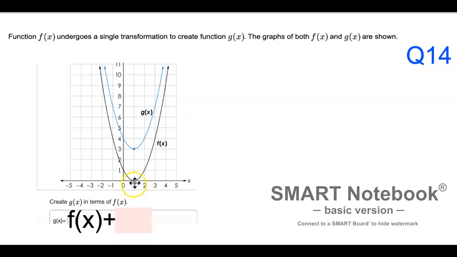And then here you need to look at this special point. This is called the vertex, which we will learn about. You're going to look at the vertex of each parabola. Here's the black parabola vertex. Here's the blue parabola vertex. And you need to figure out how many units we moved the vertex up. And then you'll put that number here where this pink box is. And that's how you would create g of x in terms of f of x.